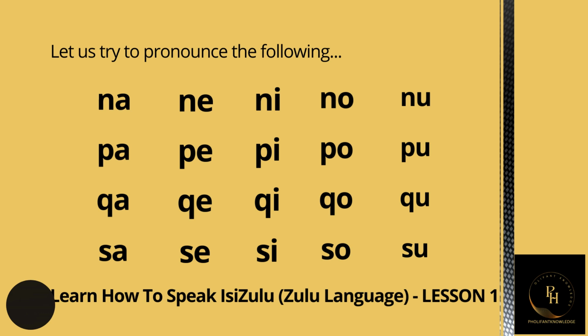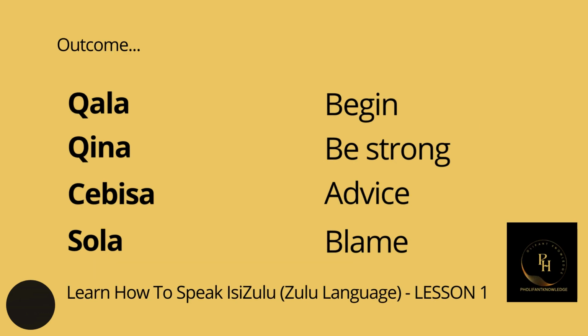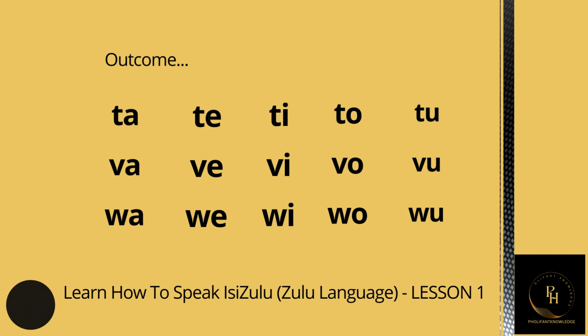Right. Okay. Then we can find words like these ones. Ka plus la is equal to kala. Kala means to begin. Ina means be strong. Ebisa, advice. Sola, blame. Right. So another combination of these vowels and consonants is ta, te, ti, to, tu.